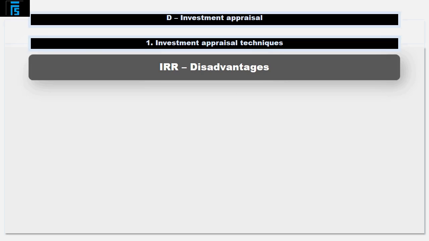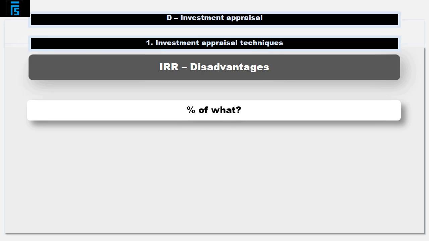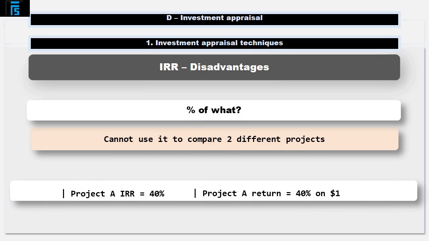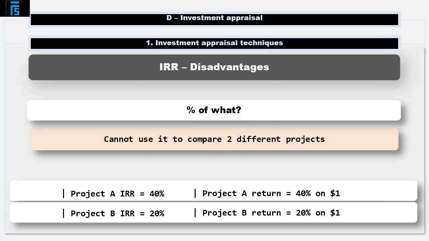As a percentage measure, it always begs the question, percentage of what? For this reason, you cannot use it to compare two different projects. For example, suppose Project A has an IRR of 40% and Project B has an IRR of 20%. It looks like Project A is preferable. However, suppose I now tell you that Project A gives you a 40% return on $1 and Project B gives you a 20% return on $1 million. Clearly, Project B would make you wealthier, but IRR indicated Project A.